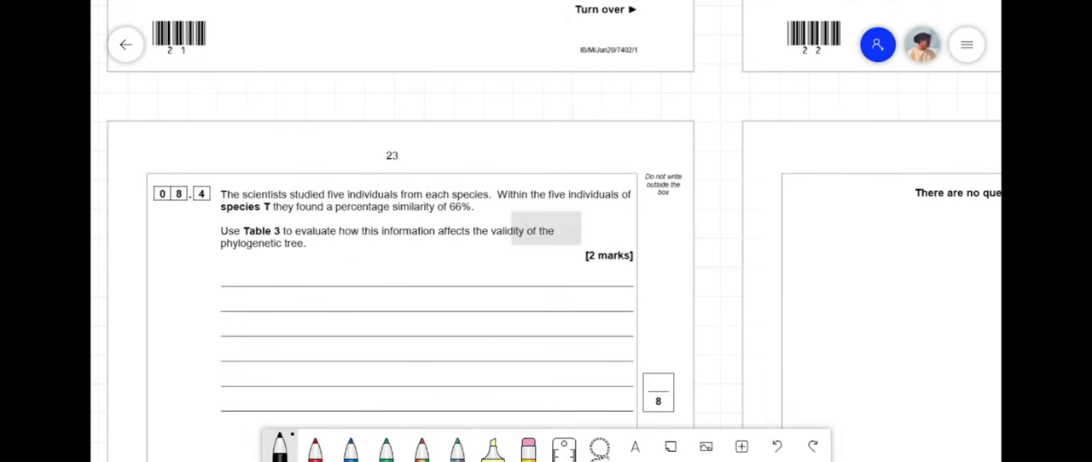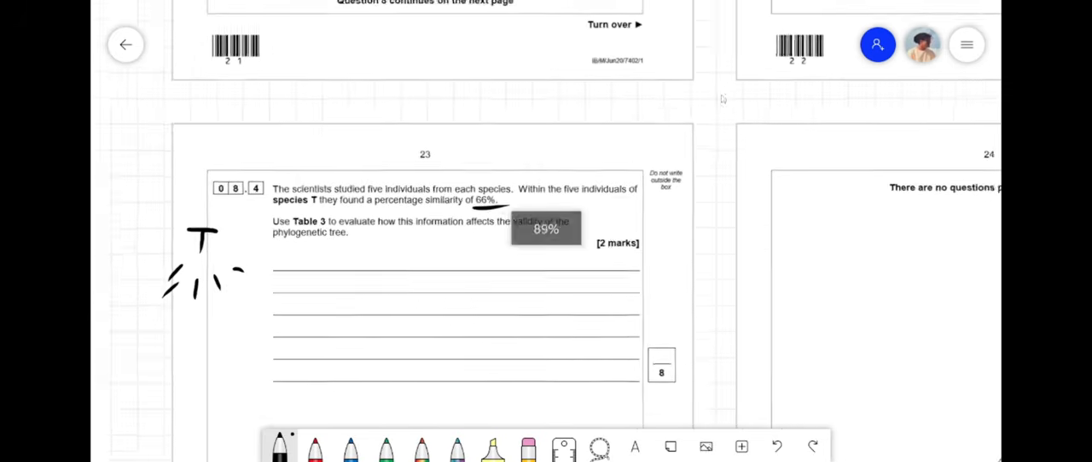The scientists studied 5 individuals from each species. Within the 5 individuals of species T, they've picked out 5 from species T and compared them, and they found there's a percentage similarity of 66%. Surely, if they were the same species, they should have a percentage similarity of 100. So use table 3 to evaluate how this affects the validity of this phylogenetic tree.